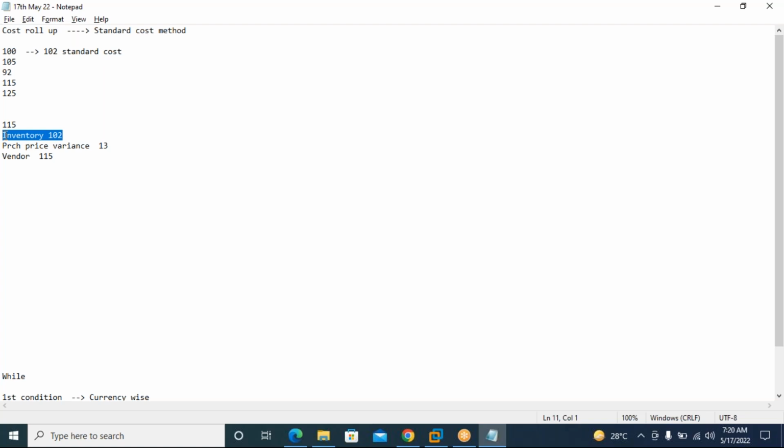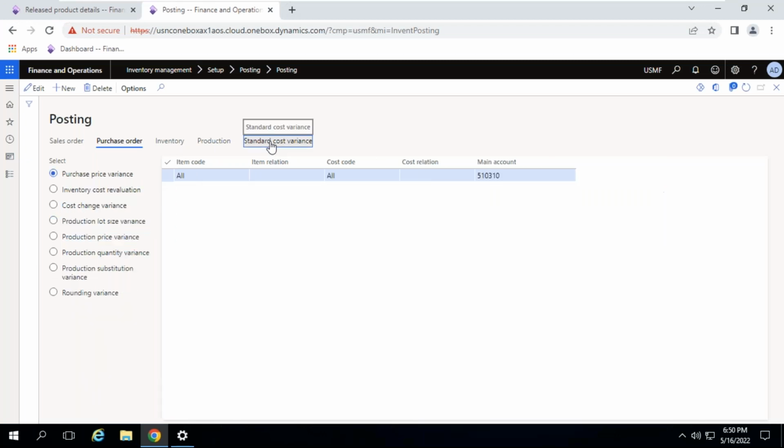Any questions here? Are you able to follow me? Then there will be a difference in inventory taking, no? Yeah, differences will be posted to this account, purchase price variance.